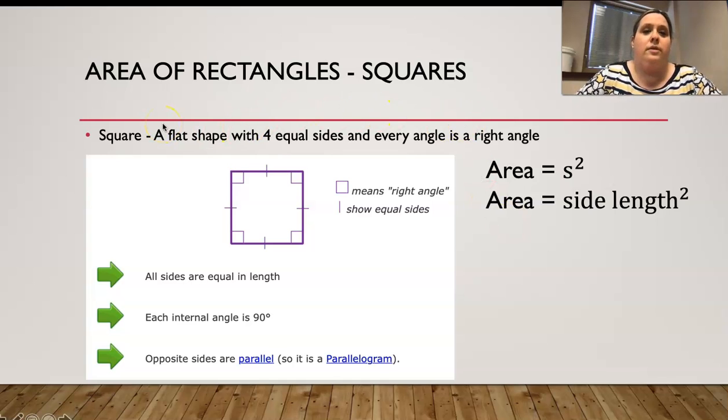So a square is a flat shape with 4 equal sides, and every angle is a right angle. So all sides are equal in length. Notice just one hash mark here. And opposite sides are parallel, so it's also a parallelogram. So area equals the side length squared, is all it is.